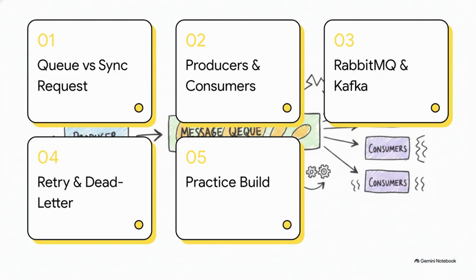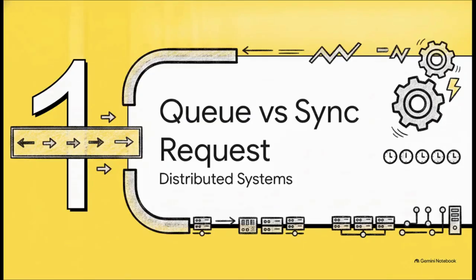We're covering 1. Queues versus synchronous requests. 2. We'll meet producers and consumers. 3. RabbitMQ and Kafka concepts. 4. Retries and dead letter queues. And 5. Your practice build. Let's dive right into section 1.